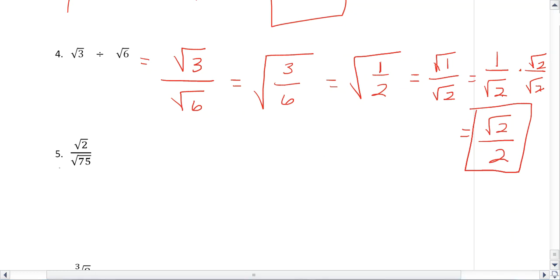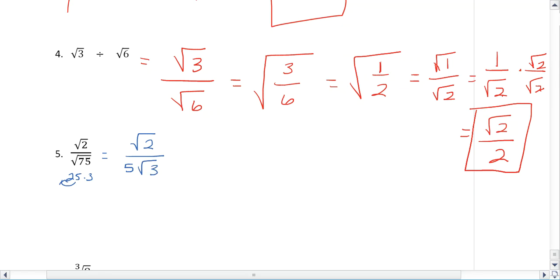All right, in example 5, I'm noticing right away here in this 75, this can be simplified. There's a perfect square. 75 is 25 times 3. So I'm going to make my life easier, and I'm going to simplify this before I take care of the root in the denominator. So the numerator remains unchanged. Square root of 25 is 5. That's what comes out in front.